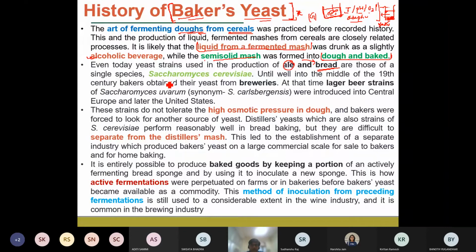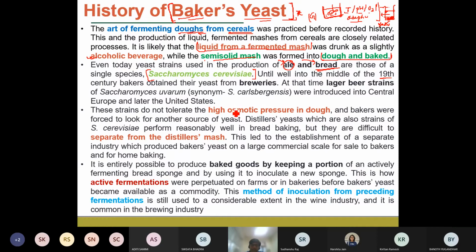In both of these, the strain was Saccharomyces cerevisiae. This strain was used for the production of both the alcoholic beverages as well as the semi-solid mash left behind after the fermentation, which was used in bread making. And this continued until, for example, the 19th century. But there were several disadvantages of that. So what were the disadvantages?